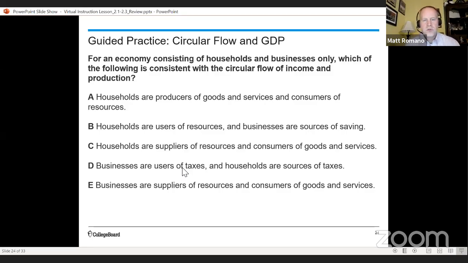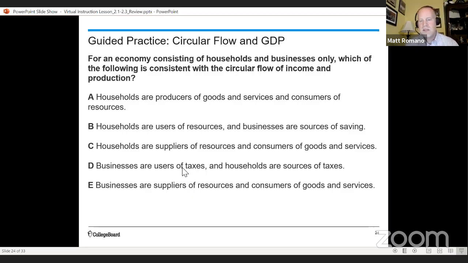Answer A, households are producers of goods and services. Well, you can stop right there because that's not true. They're not producing goods and services in this context. B, households are users of resources. Well, in this context, no, they're not. C, households are suppliers of resources, consumers of goods and services. That sounds pretty good.